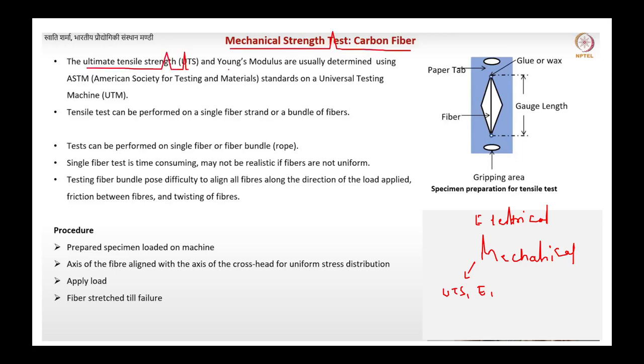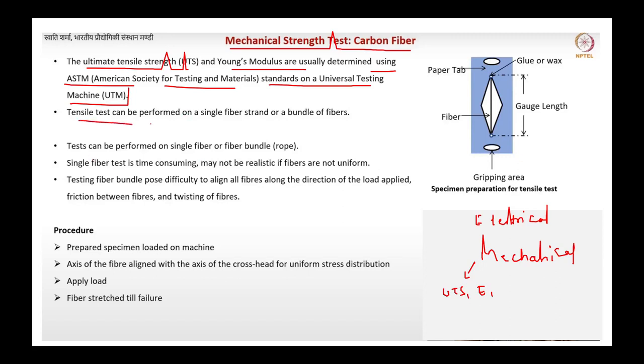So the UTS and the Young modulus are usually determined using ASTM standards, the full form of which is American Society for Testing and Materials, on a Universal Testing Machine, UTM. If you have seen the UTM machine, then you probably know that we can do all this testing. If not, you can go on YouTube or just Google what a UTM machine is. You can see where you can do all kinds of testing.